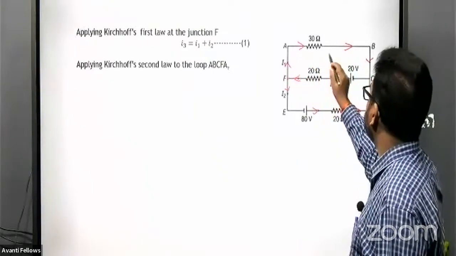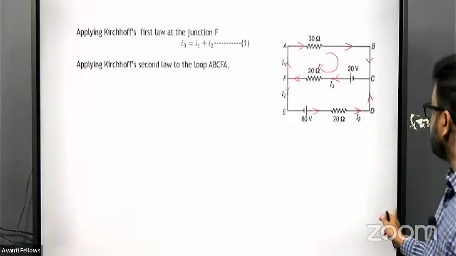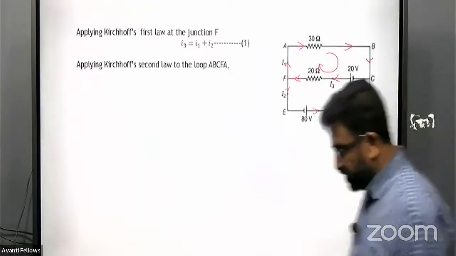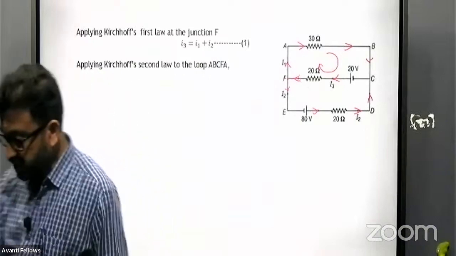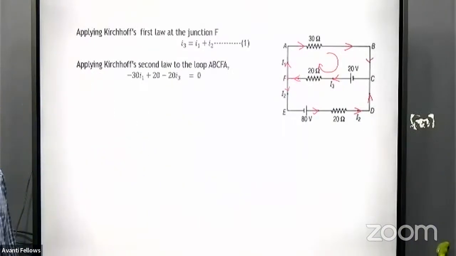ABCFA, this loop. We consider this loop, and we consider that loop. Let's see what we can write. Plus 1 is 30 ampere. So minus 30 I1. Then from negative terminal to positive terminal through electrolyte.